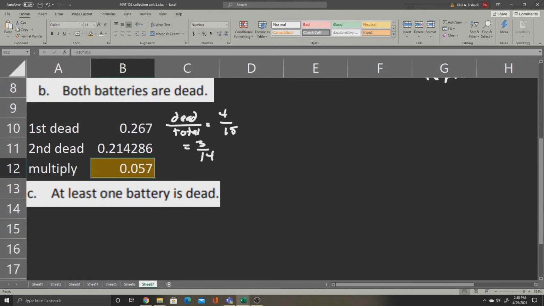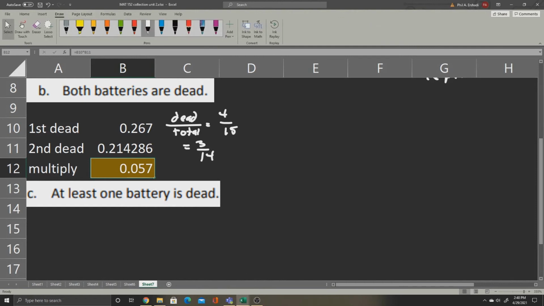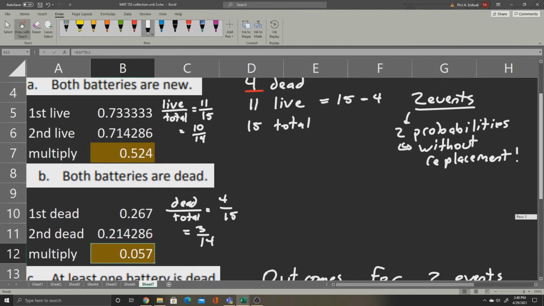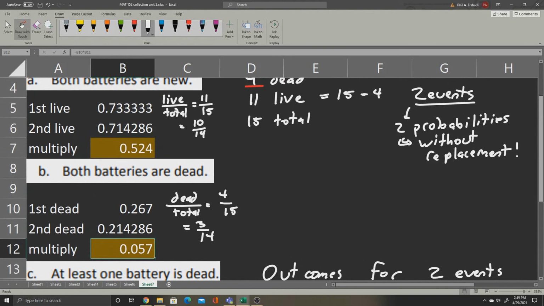This is going to be a slightly more complicated situation. Now we find the probability that at least one battery is dead. Let's go over the outcomes for these two events before we go any further. Now, one thing that could happen is we could have both batteries dead. We know this is 0.057. We could have both of them be alive. We calculated that probability in part A. That probability was 0.524.